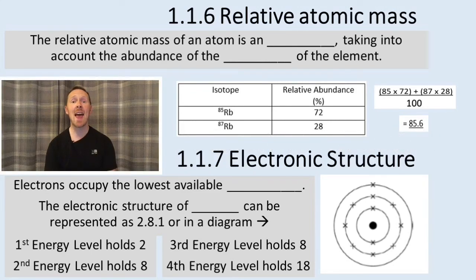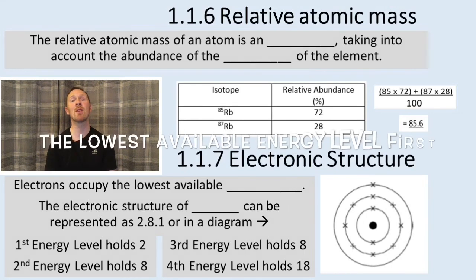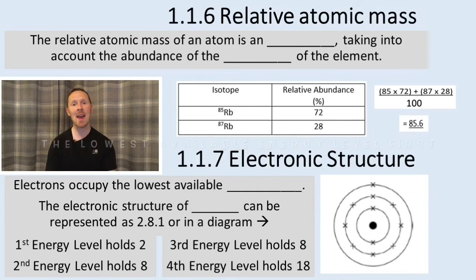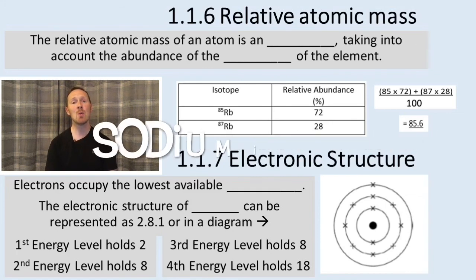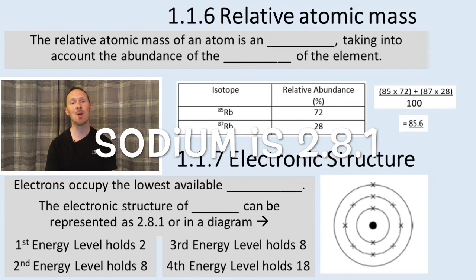So if we take an element, let's say sodium. Sodium is the common example that we go to at GCSE. The atom of sodium contains 11 electrons. That means if we're filling up the electron shells, we fill the first shell first. So the first energy level can hold 2 electrons. Then there's 9 electrons left for sodium, so we put 8 electrons into the second shell, which means we've got 1 electron left to go in the third shell. So the electron configuration for sodium is 2.8.1.